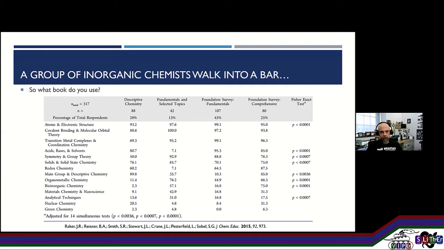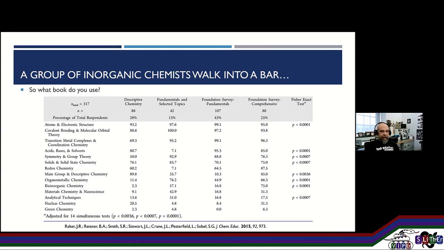I chose this one in particular, looking at the foundation inorganic course, because I'm talking about my foundation course here today, so it made the most sense. As this paper from members of the Ionic Viper Leadership Council and some other good friends of Viper found, there's sort of four big clusters of courses at the foundational level: a descriptive chemistry course, fundamentals and selected topics, and two different types of survey. So essentially there isn't one inorganic course.